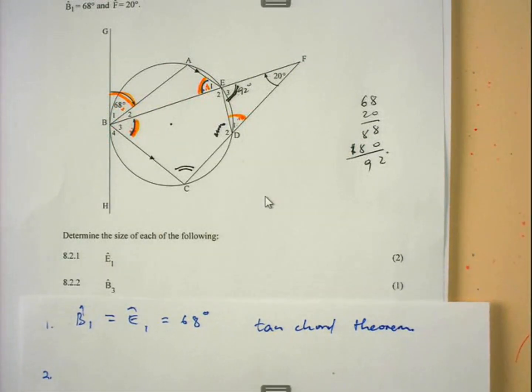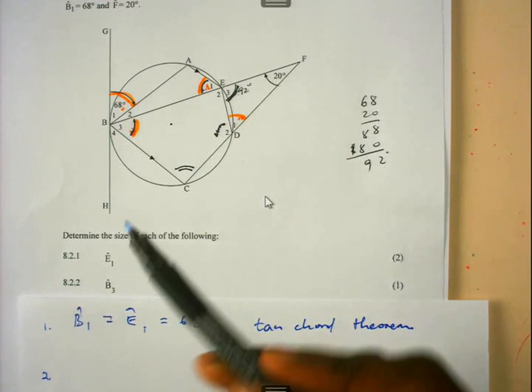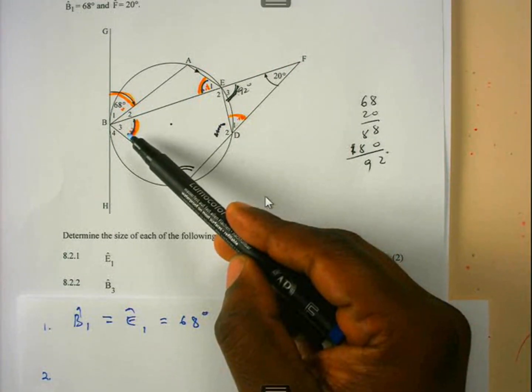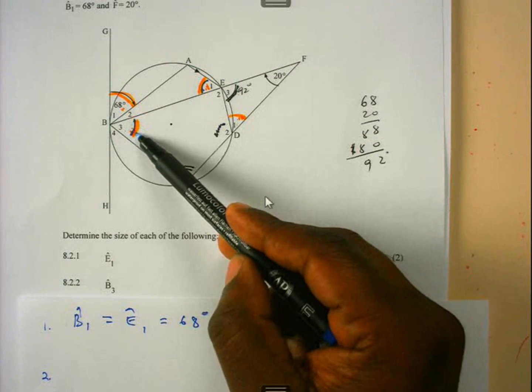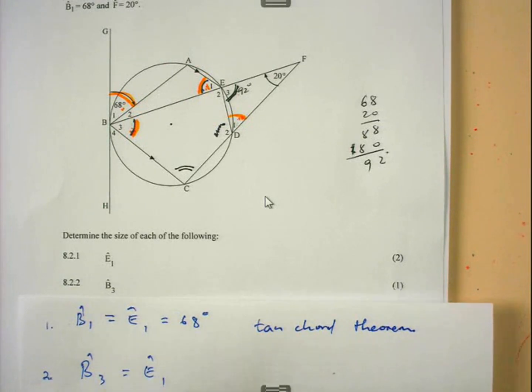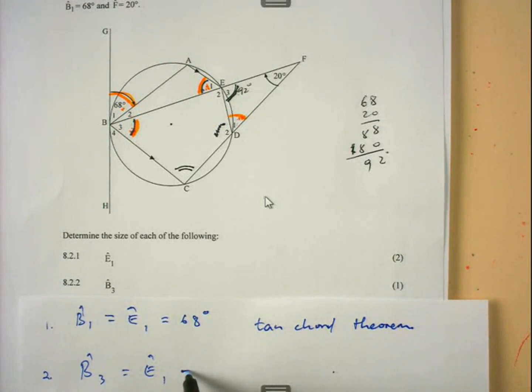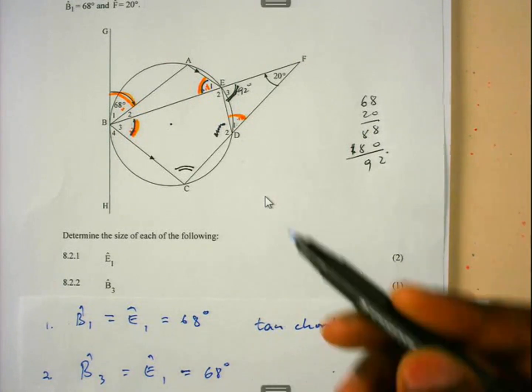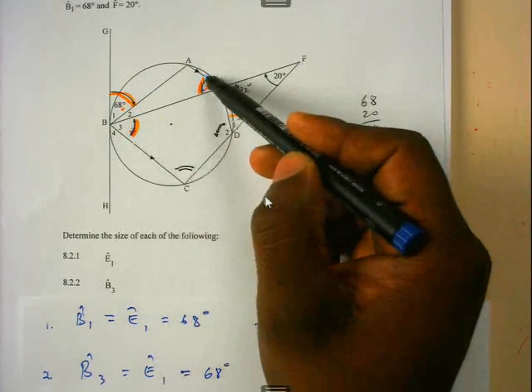The second part says, how much is angle B3? Look at angle B3. Can you see angle B3? Isn't angle B3 equal to angle E1? Do you remember the reason there? Let me write it down. Angle B3 is equal to angle E1, and they are both equal to how much? To 68 degrees. Why? Remember what you talked about the parallel lines?